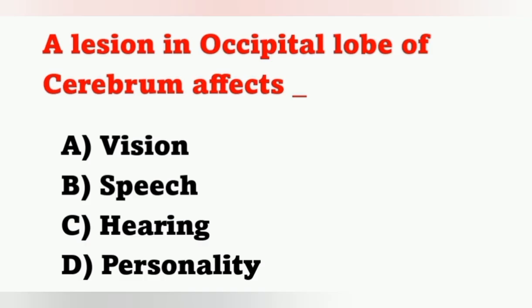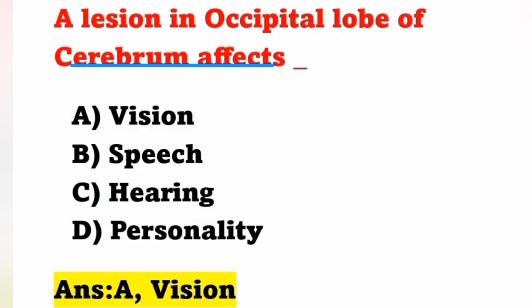Move on to the next question. A lesion in the occipital lobe of cerebrum affects which option? Option A vision, option B speech, option C hearing, option D personality. The question is, lesions or injury in the occipital lobe of the cerebrum, or occipital lobe of the brain, affect vision. Option A is the correct answer.